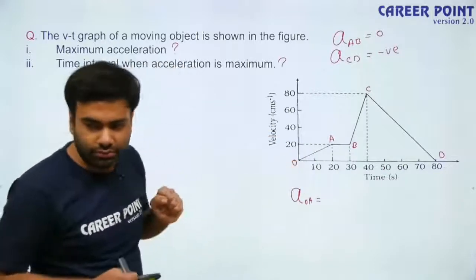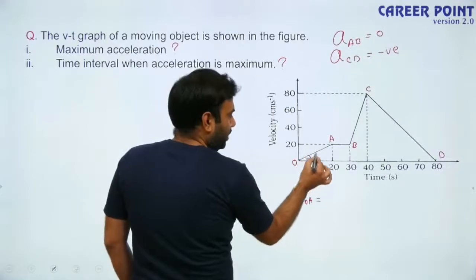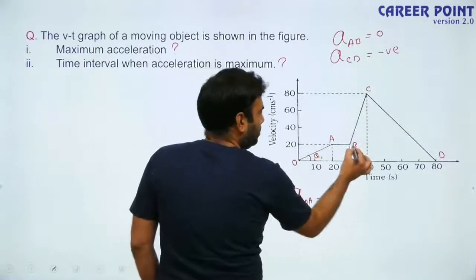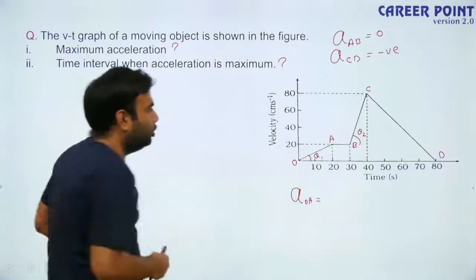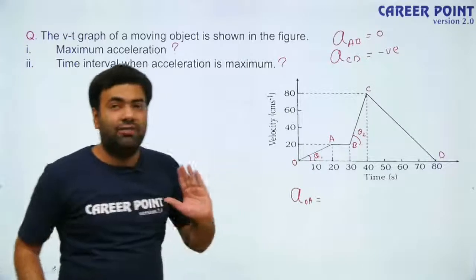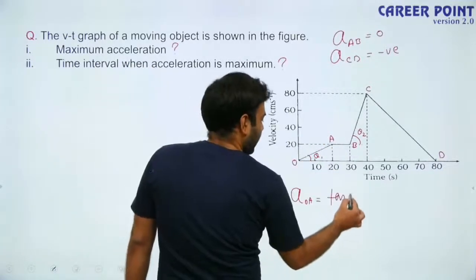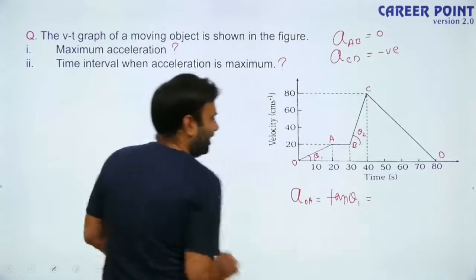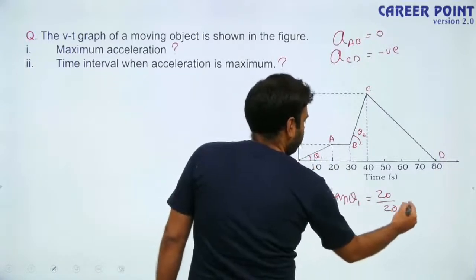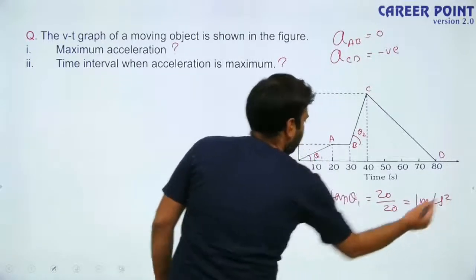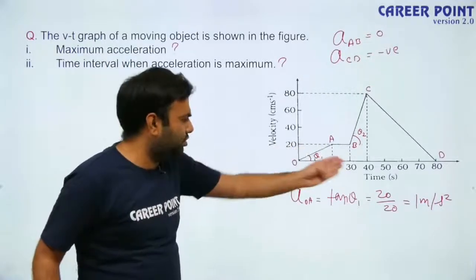Rajesh, well done. See, from O to A, the angle is θ1. From B to C, suppose the angle is θ2. So from O to A, the slope of the velocity time graph gives acceleration. So from O to A, acceleration is tan θ1, that is perpendicular by base. Perpendicular is 20, base is 20. So acceleration is 1 meter per second square. And as you can see, in 20 seconds, the increase in velocity is 20 meter per second. So acceleration should be 1 meter per second square.